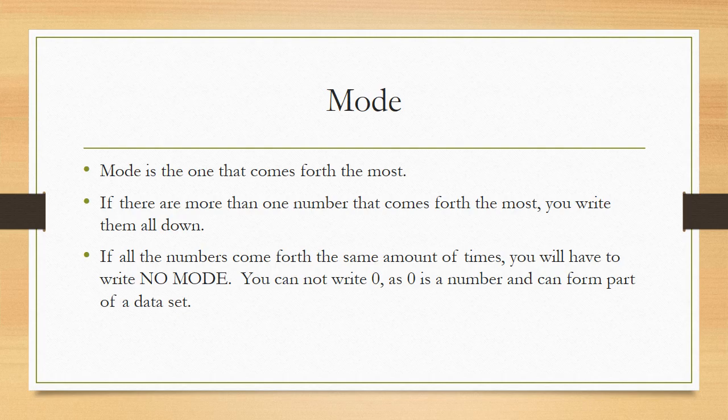If there's one that is a little bit more than the others, or just one more than the others, then that is your mode. Again, you cannot write 0, as 0 is a number and can form part of a data set. So please don't write 0 as your answer if there's no mode.